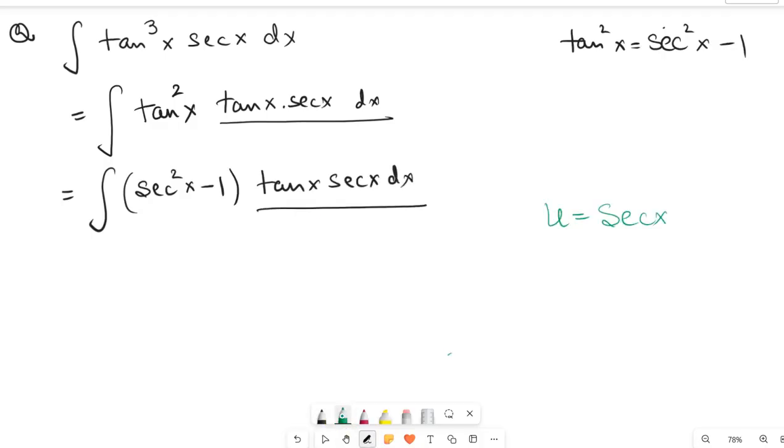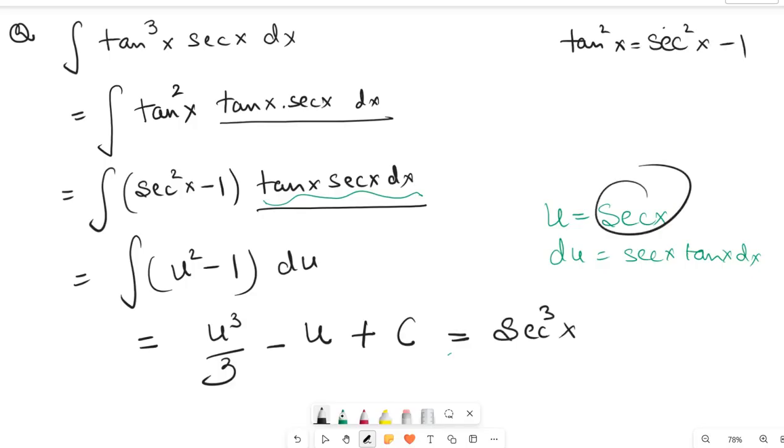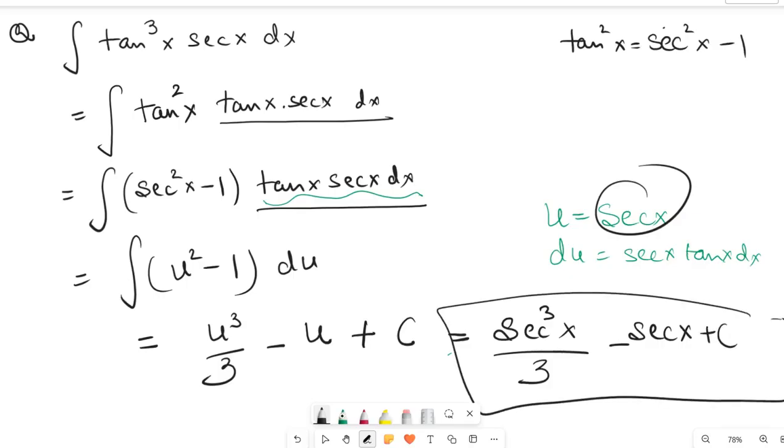We're going to use u sub for this. U is equal to secant x. So derivative would be secant x tangent x dx. And you notice that is sitting here in the question itself. So secant is u, it becomes u square minus 1, and this whole thing is du. That's a simple integral now. U square's integral is u cubed by 3. 1's integral is u plus c. And we can put u back in here, which is secant. Secant cube x by 3 minus secant x plus c. That's your answer.